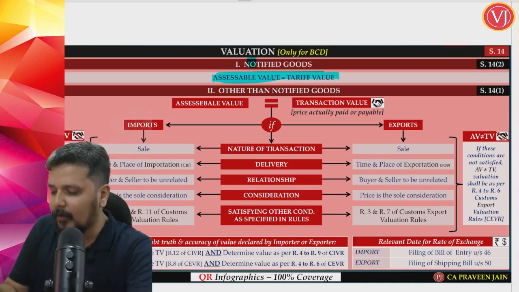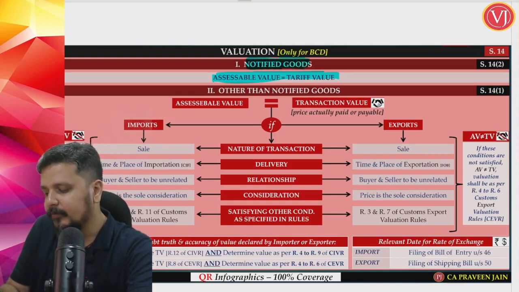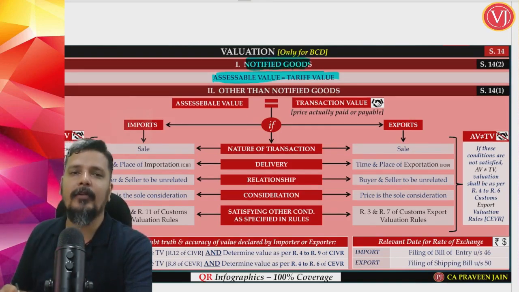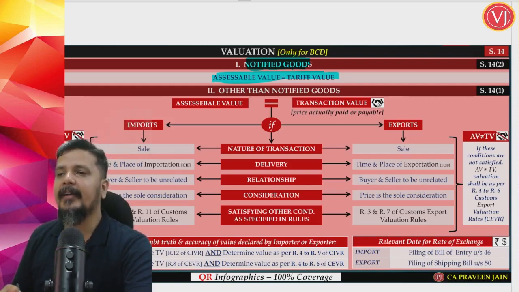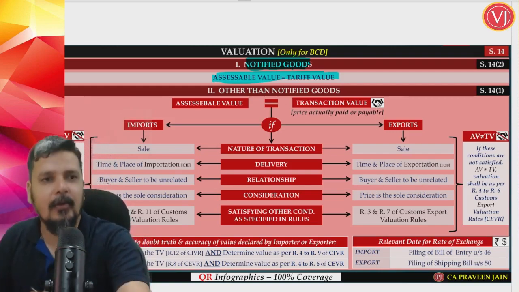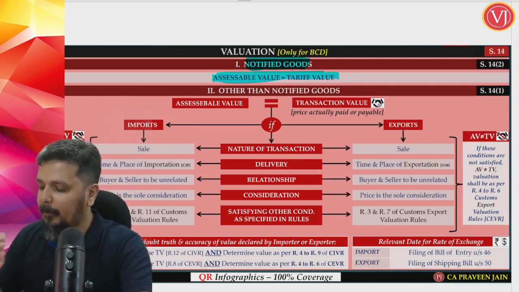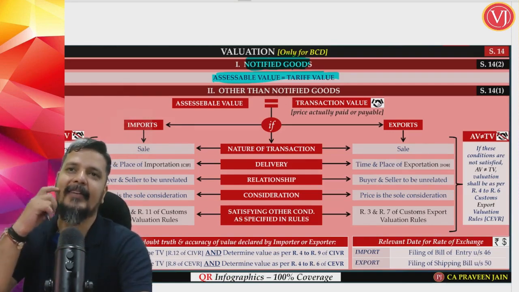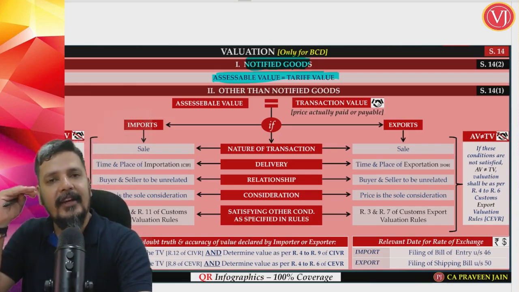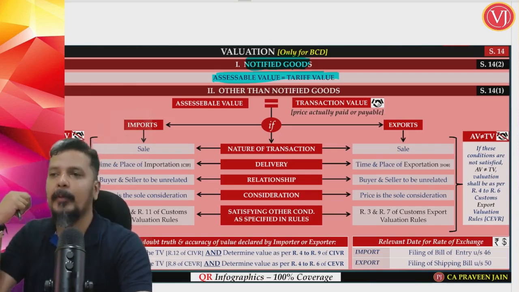So the value for notified goods will always be only the tariff value, which means they'll ignore your transaction value. They'll go with the tariff value given by CBIC. Now, before I go ahead, please understand that we'll first try to understand valuation only for import purposes.